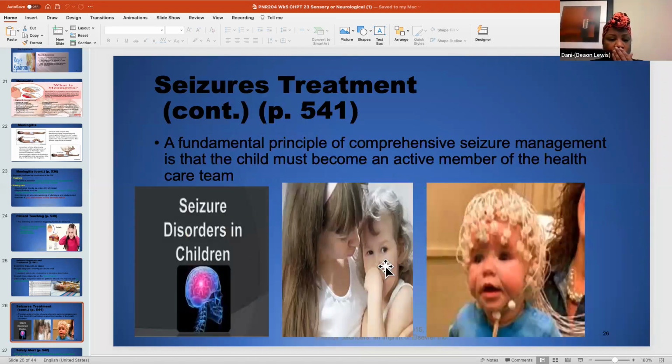I have a quick question. Like adults, do children have auras? They can, yeah. They might have an aura. Sometimes they'll vomit right before they have a seizure. They don't always, but they can.